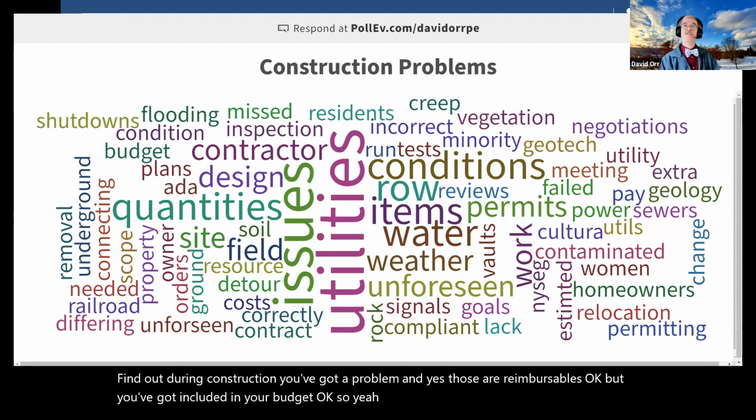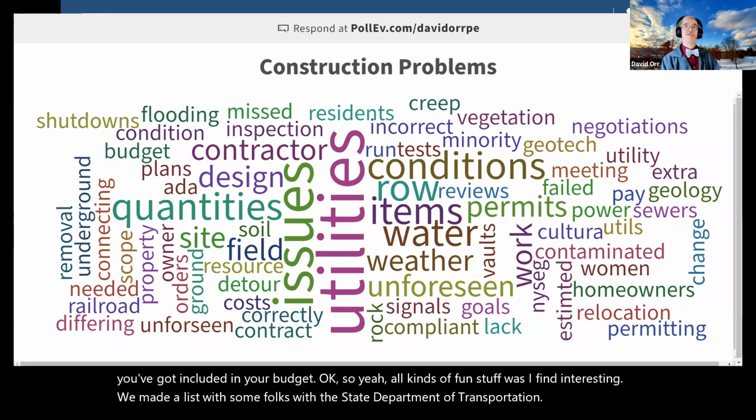What I find interesting, we made a list with some folks with the State Department of Transportation on what they figured their concerns were.